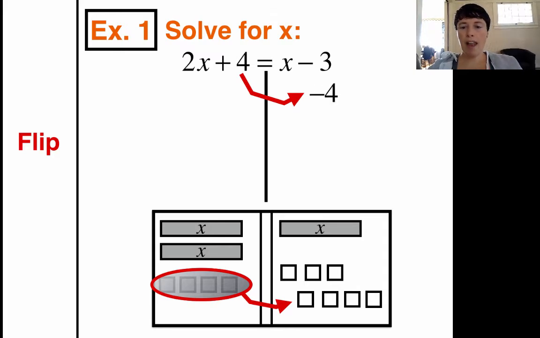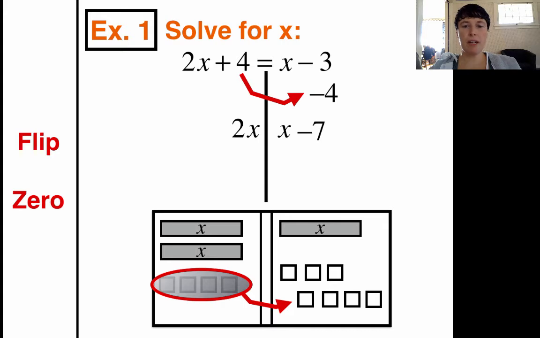Now look at your mat. How many negative units do you now have? There were 3, but now there's 4 more. So now you have 7 negative units. So we rewrite the problem. We still have a 2x. We still have an x. But now we have a minus 7 on the mat. Here's our new setup. 2x equals x minus 7. Let's go to the next legal move.